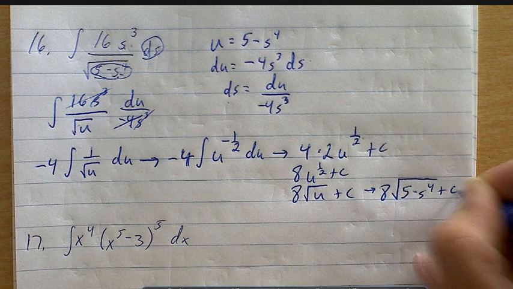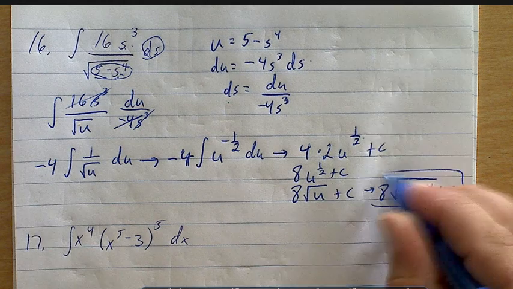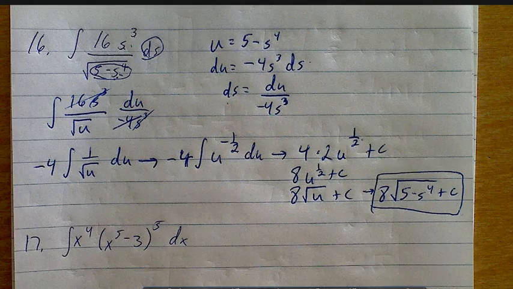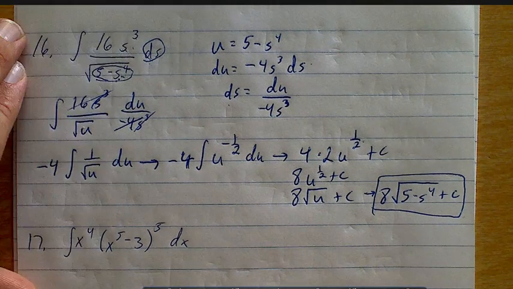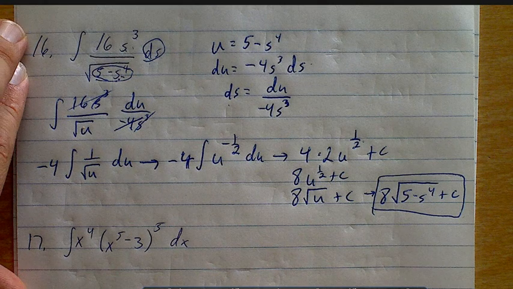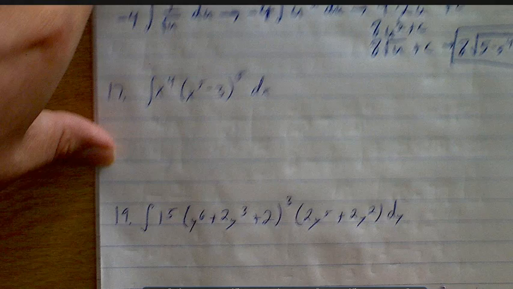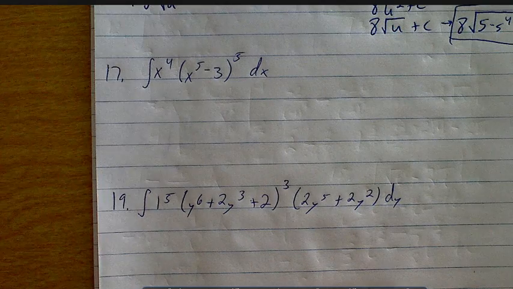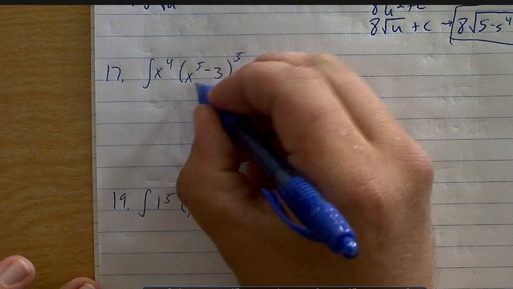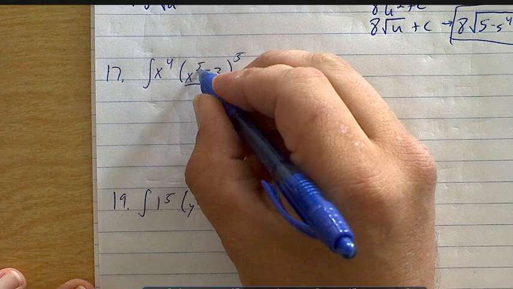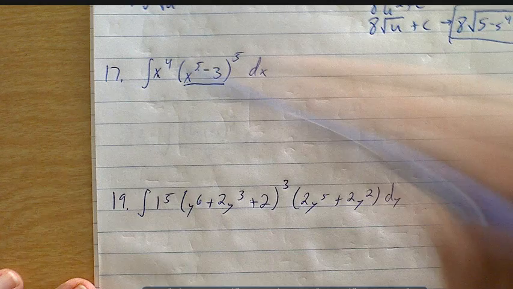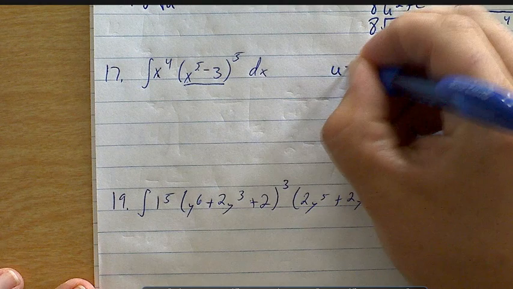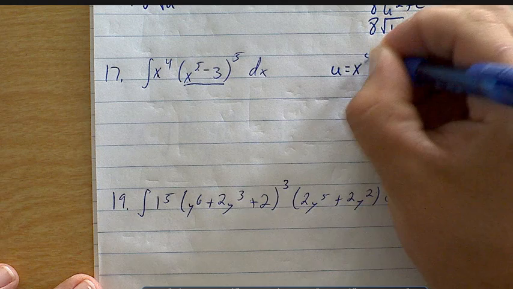Okay, number 17, same thing. I know the derivative of x to the 5th is going to be something x to the 4th, which is going to cancel that x to the 4th. So I'm going to make u equal to x to the 5th minus 3. du is 5x to the 4th dx. And then dx is going to be du divided by 5x to the 4th.